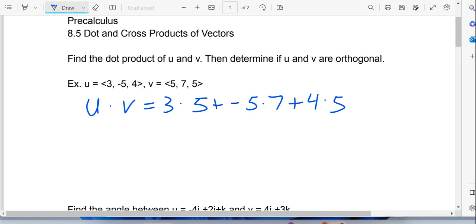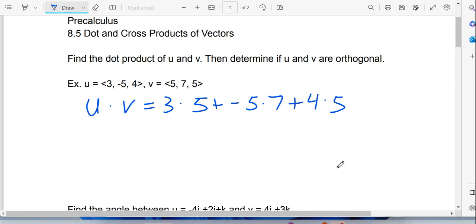All right, 8.5, dot products and cross products of vectors. So this will be fun. This is dealing with our three-dimensional vectors that we learned about previously. So we're going to work with them a little bit, so let's do a dot product of u and v. I gave you u and v right here. I already set it up for us. Same story, just has one more value.